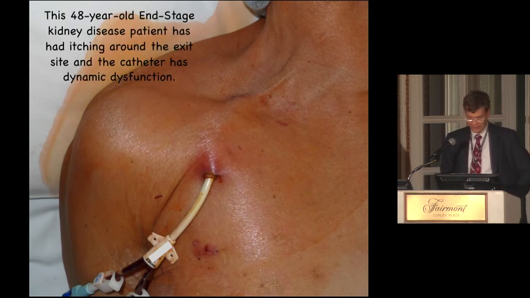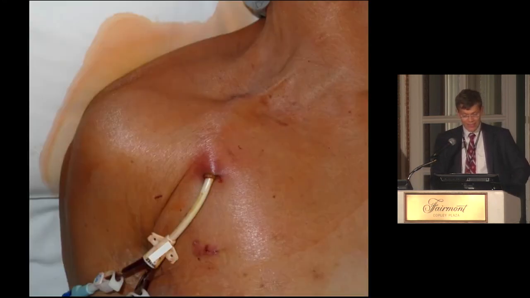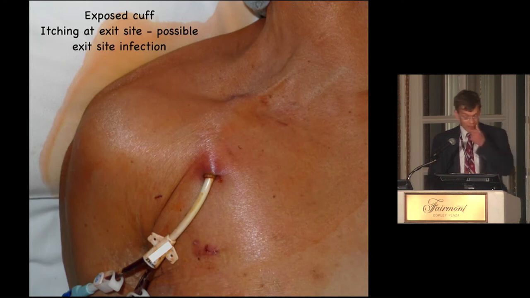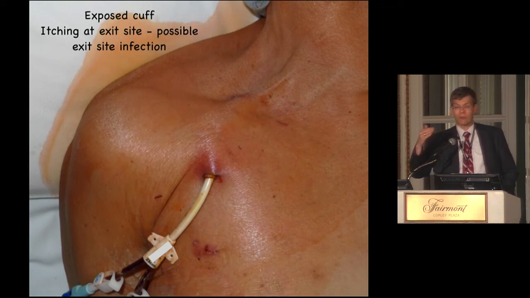Good. So in this case, you see this redness over the exit site, and you see the cuff exposed. That little brown rim is actually the cuff that has come out. So this is a situation where that barrier that the cuff is supposed to provide is not there anymore. If you see this, you should give an empiric antibiotic and send the patient for a catheter exchange, because this is kind of an impending breach of the sterile tunnel.